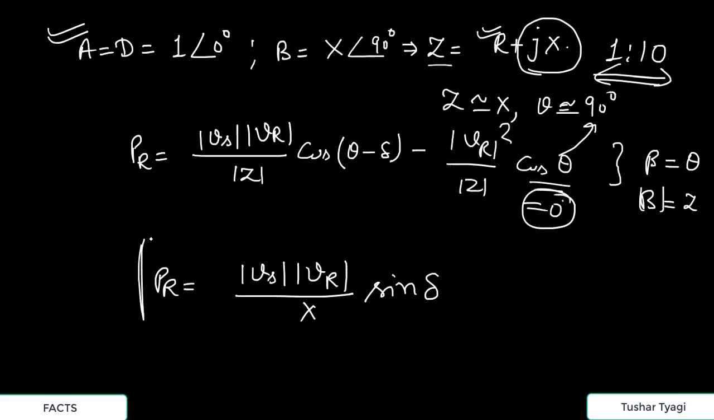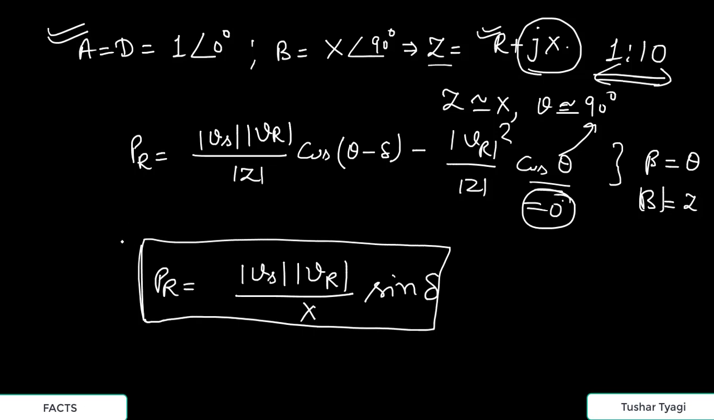This is a very famous equation for a transmission line and it is valid only for a short transmission line, but for generalized purposes we can use it for our study. It is saying that the receiving end power is dependent on sending end voltage, receiving end voltage, impedance of the transmission line and the power angle between Vs and Vr, and it is very, very important.